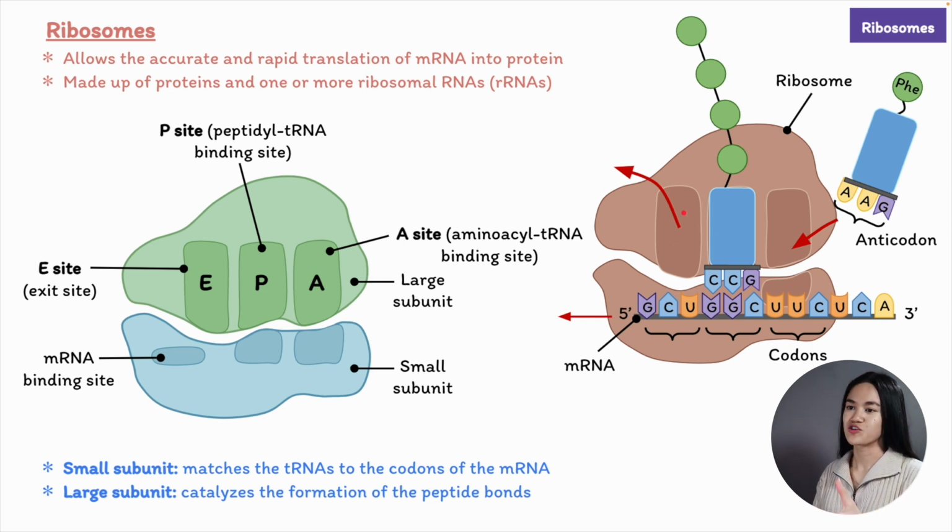Now, rather than trying to remember which site is which, understand that each site serves a purpose, and that is the A site is the aminoacyl tRNA binding site, which holds the tRNA carrying the next amino acid. So A site equals the next amino acid. Then the P site is the peptidyl tRNA binding site, which holds the tRNA carrying the growing polypeptide chain. So P site equals polypeptide chain, and the E site is the exit.